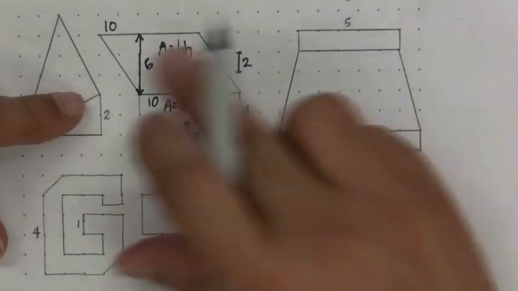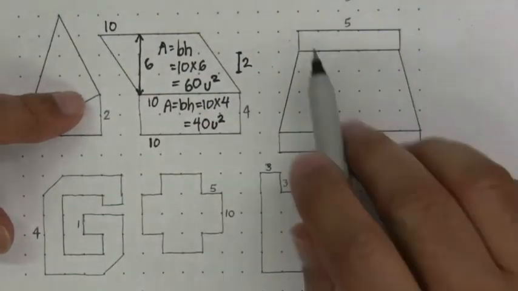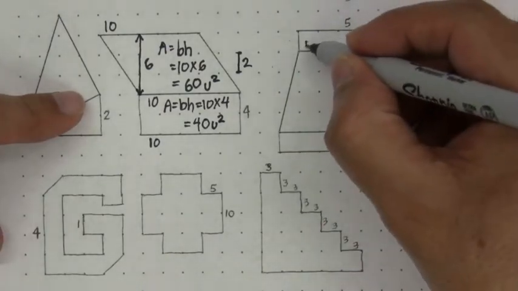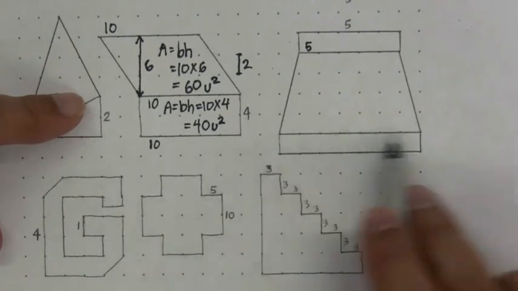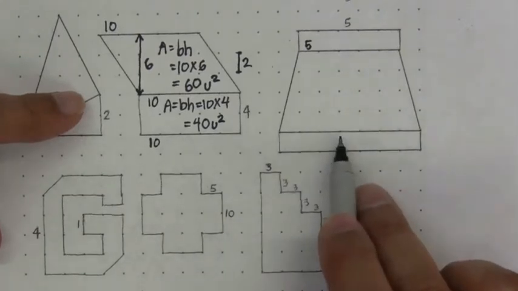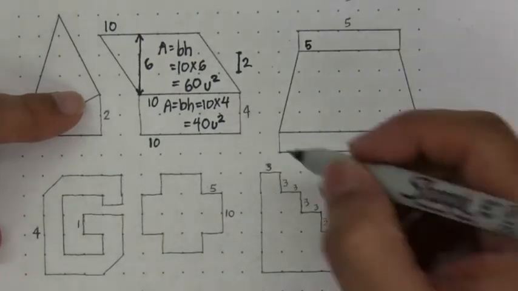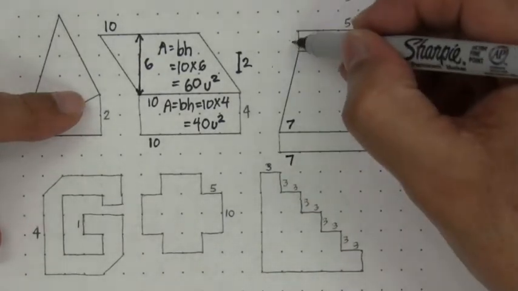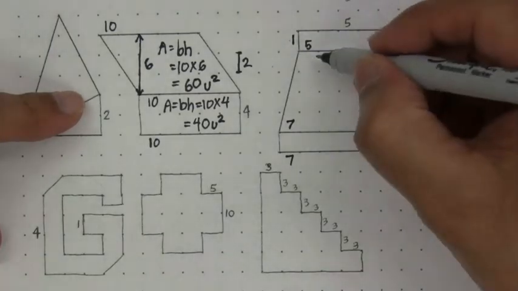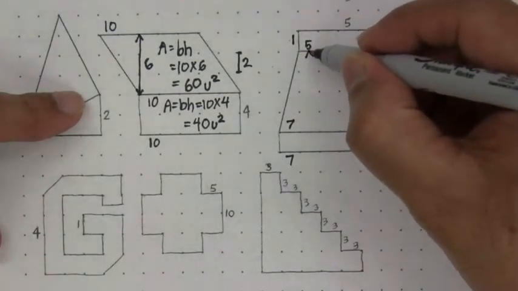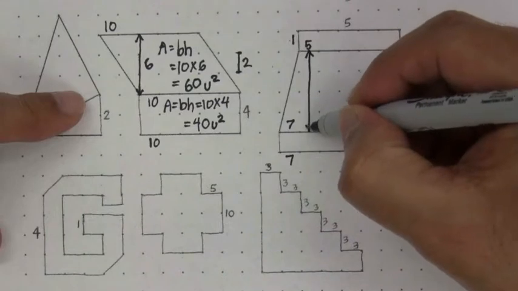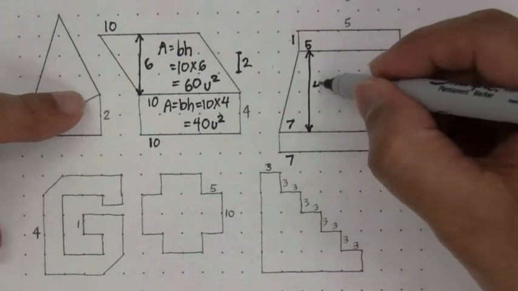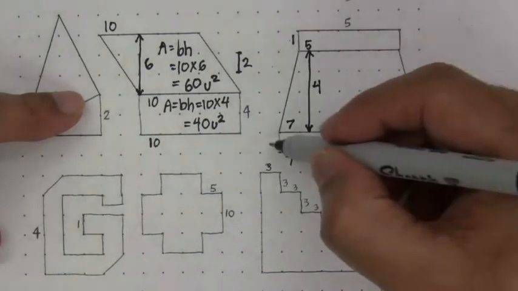We want to find the dimensions of this shape now, given that this is 5 right here. So this is 5 also. This length right here is 1, 2, 3, 4, 5, 6, 7. So this is 7. This height is 1. The height of the trapezoid is 4. 1, 2, 3, 4. The height of this rectangle is 1.